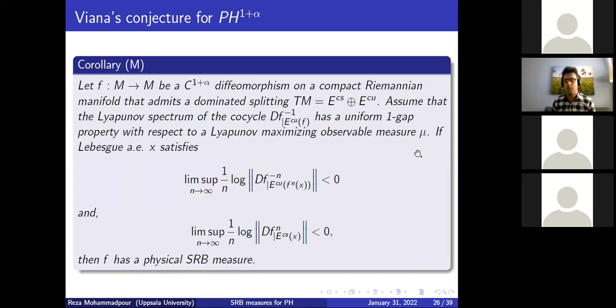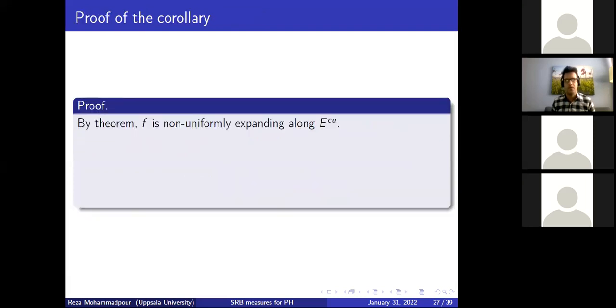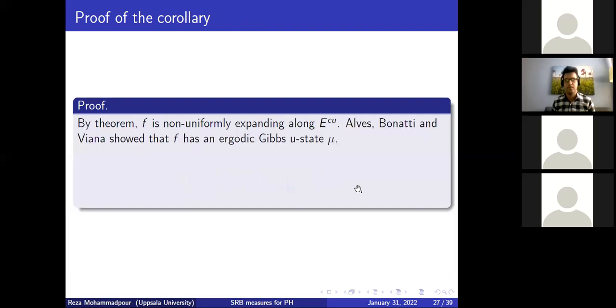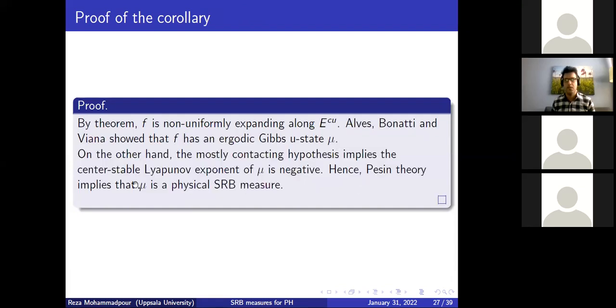And the proof of this corollary is easy, as I explained before, because by my main theorem, we know that F is non-uniformly expanding along E^cu. So Alves, Bonatti, Viana show that F has an ergodic Gibbs u-state mu. Since I assume mostly contracting, I mean this assumption, it implies that the Lyapunov exponent of mu is negative, then Pesin theory implies that mu is a physical SRB measure.